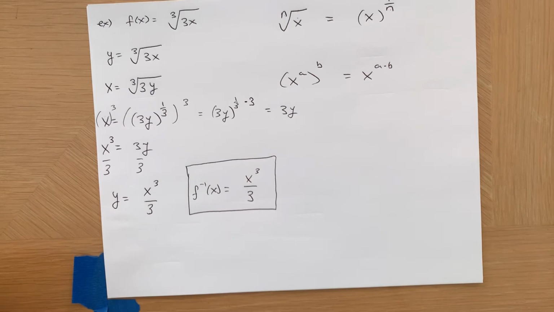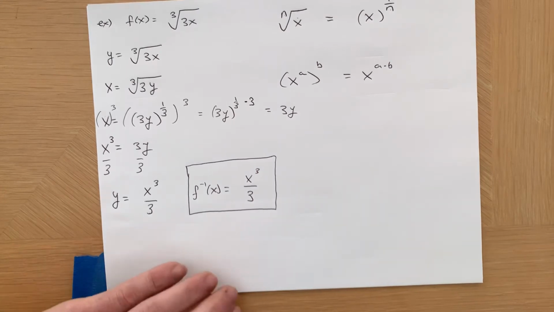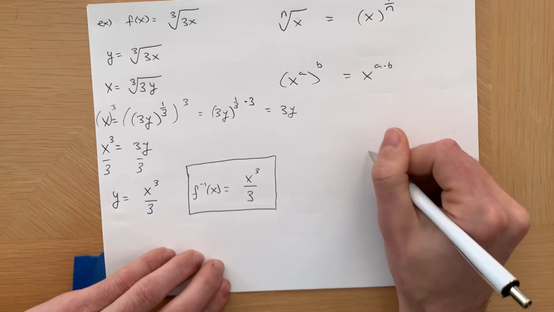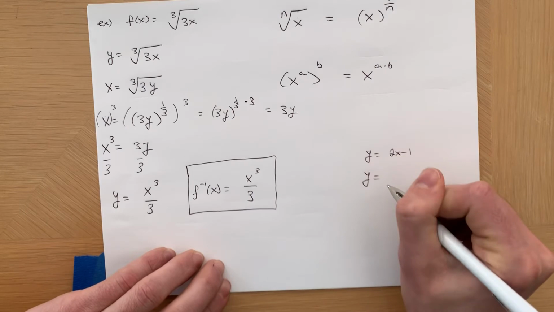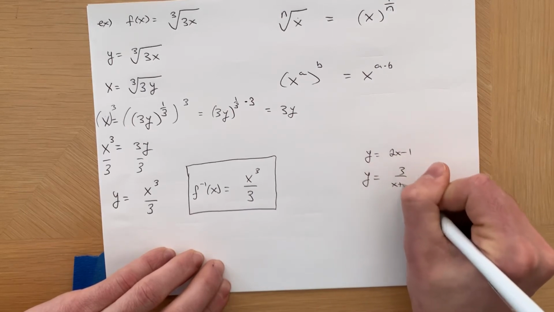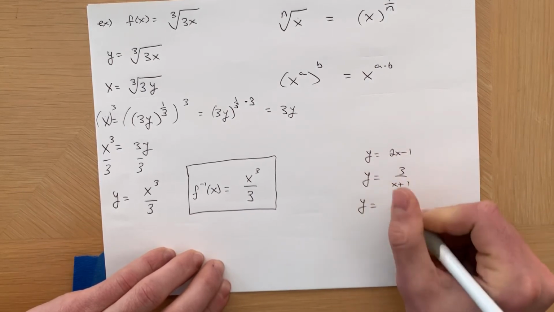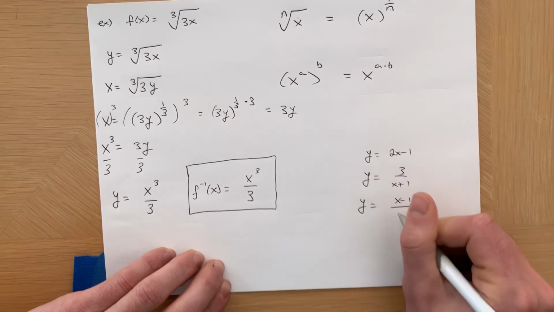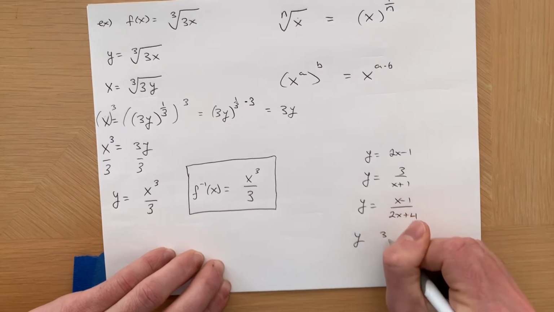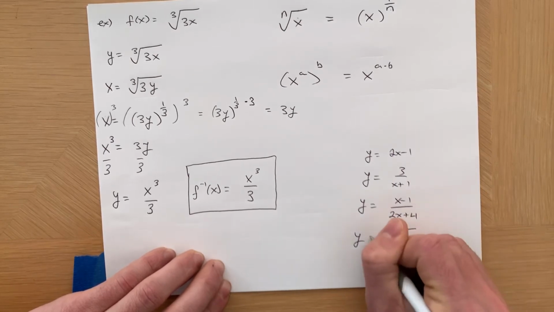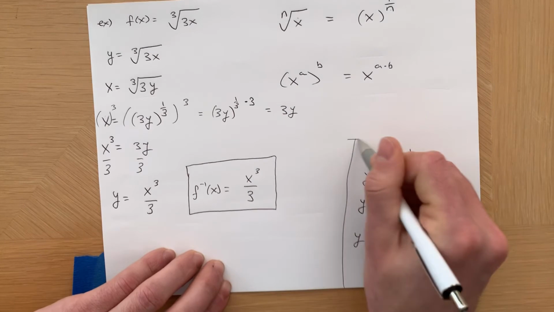Okay. And so as far as just finding the inverses, those are all the types of problems that we'll be dealing with. So just to recap the types of problems that we could have. The first one was we had y equals 2x minus 1. The next one was 3 over x plus 1. The third one we did was x minus 1 over 2x plus 4. And this last one we just did was the cube root of 3x. So these are the main types of problems, and how we did each one.